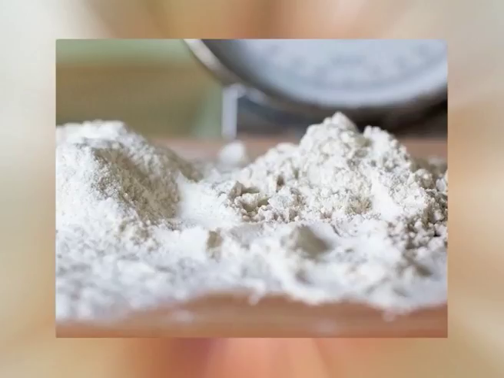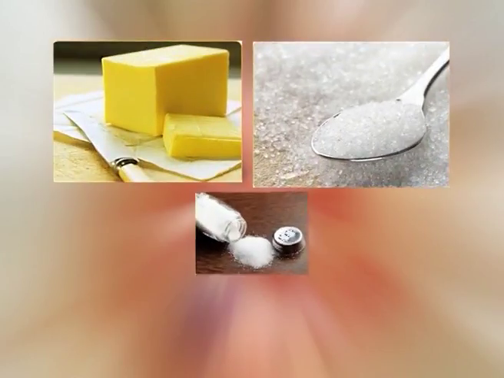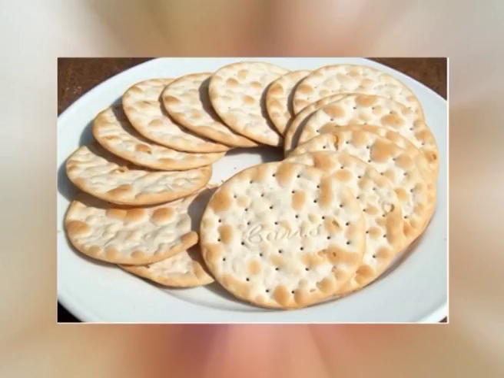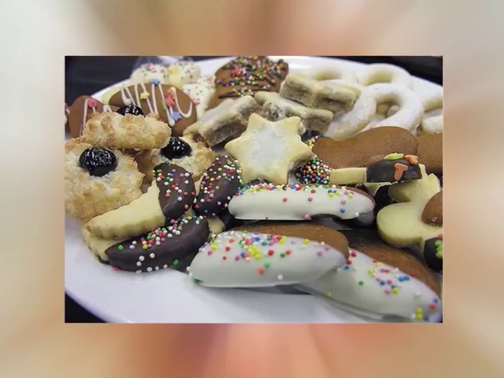The raw material chiefly used in biscuit manufacture is flour, but may contain many other substances such as butter, sugar, salt, various flavoring essences. The flour used by the biscuit makers differs from the bread. The flour for bread should have absorption with considerable proportions of water and loaf with good texture and volume. For biscuits, flour strength is not considered crucial. Commercially, different kinds of biscuits are made, ranging from plain water biscuits to the fancy biscuits glistering in sugar and piping.